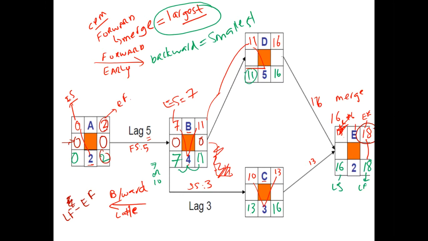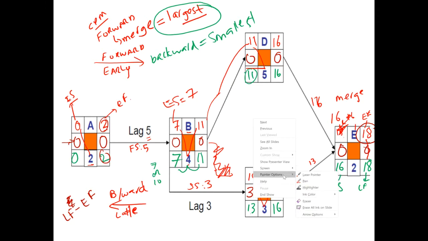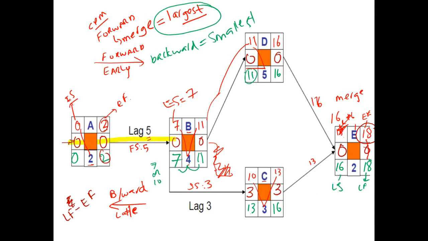And for activity D as well, it's 0. However, for activity C, it is 3, and activity E, it's a 0 float again. So in this particular option, the path which comprises all the activities with a 0 float is referred to as a critical path. So here, E, D, G, E will be the critical path, whereas activity C is a non-critical activity.